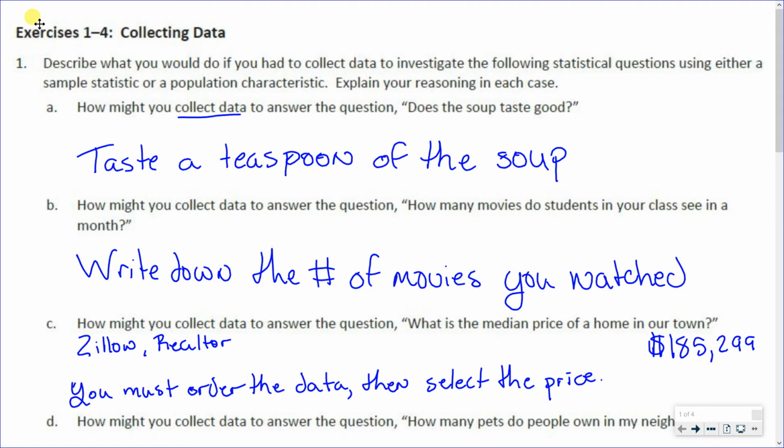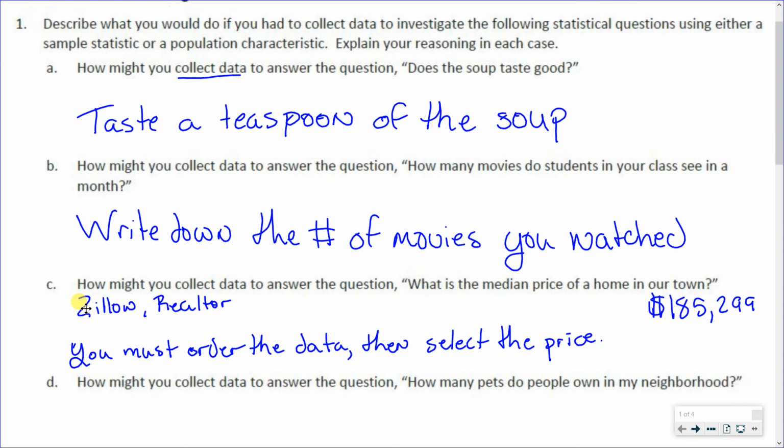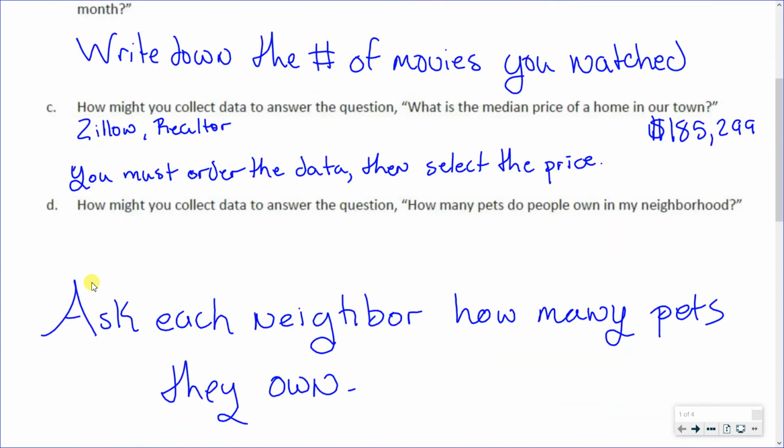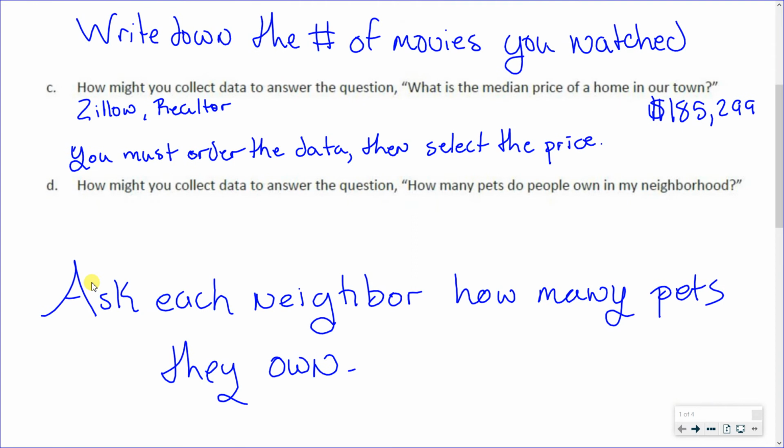Part B says, how might you collect data to answer the question, how many movies do students in your class see in a month? If I want to know how many movies you all watch, I would ask you, each of you take out a piece of paper and write down the number of movies you watched last month. That would give me enough data to determine the average number of movies the class watches each month. All right, part C, how might you collect data to answer the question, what is the median price of a home in our town? Now, I want to know the median price.